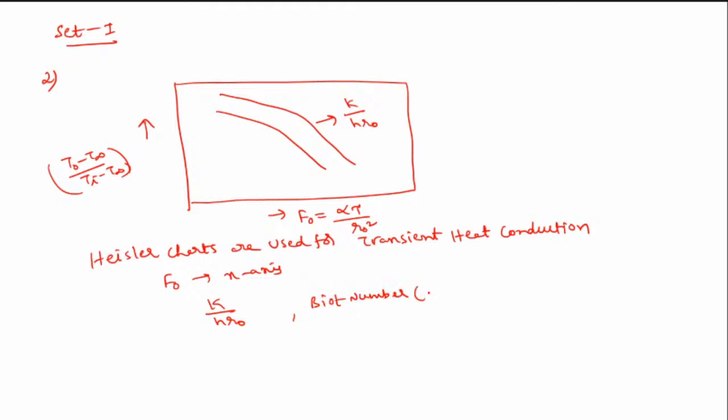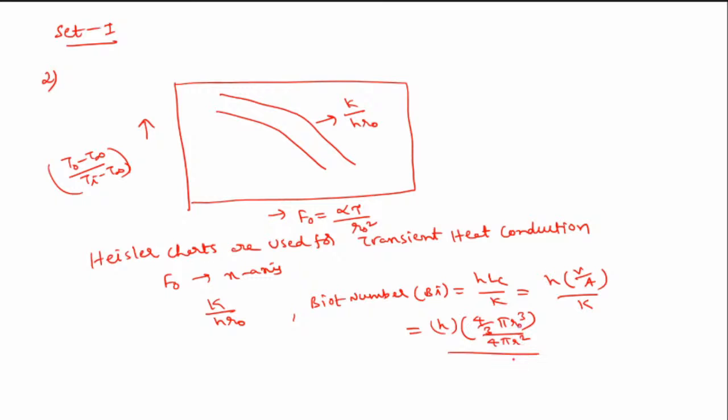Biot number is equal to h Lc by k, that is h into V by A by k, which is equal to h into the volume of this sphere, 4 by 3 pi r cube, by the surface area, 4 pi r square. Here we will be calling it r naught. So this will be h r naught by 3k. And k by h r naught is related to the Biot number: 1 by Biot number is proportional to k by h r naught.